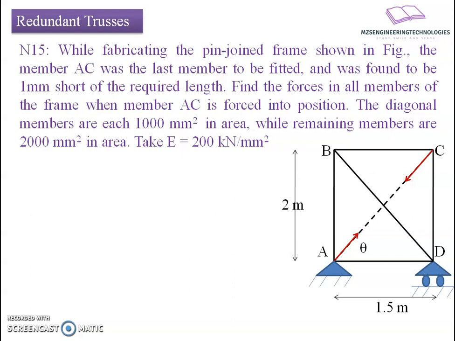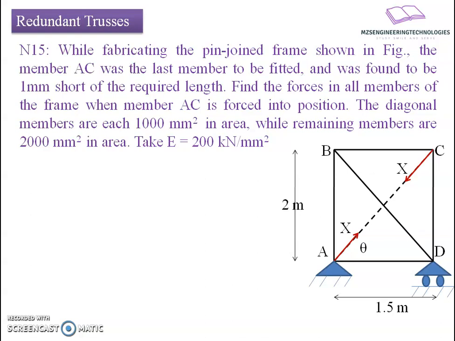The given frame is a braced frame having a brace member. The bay width is given as 1.5 meter, and the bay height is given as 2 meter. Member AC is said to be the last member to be fitted, and it was found to be too short. That's why I have put the member in a dotted line. As per our consideration, we will consider the member AC as a redundant member, and we will remove it from the structure to make it statically determinate, and in replacement of it, we will apply a redundant force in the same line of action as the member force in its original state, so as to have an unaltered effect on the other member forces.